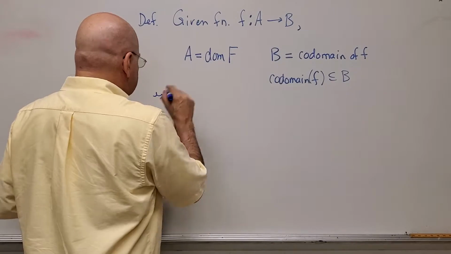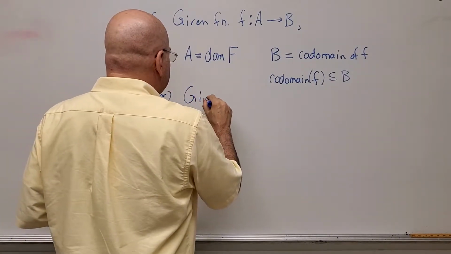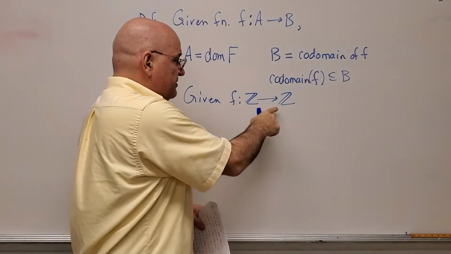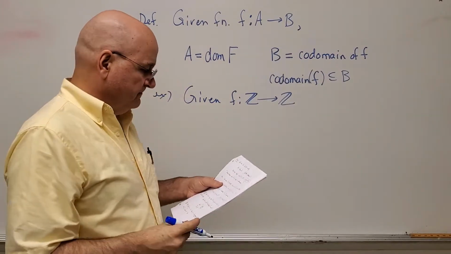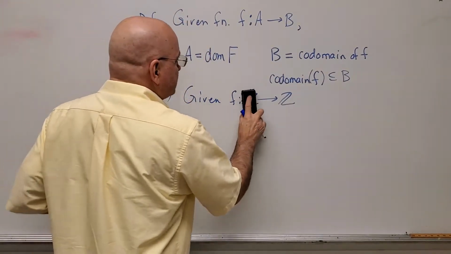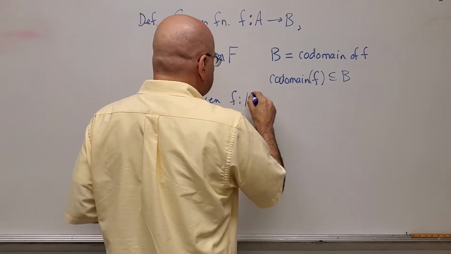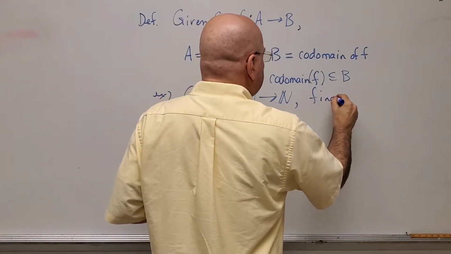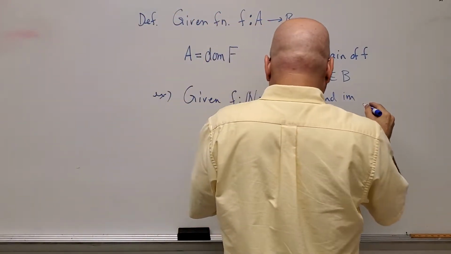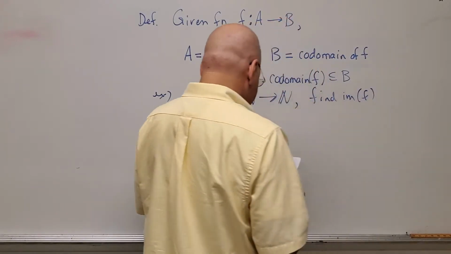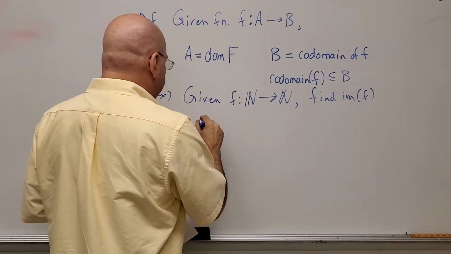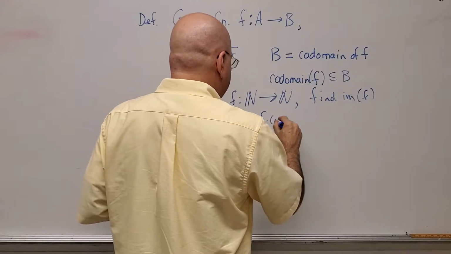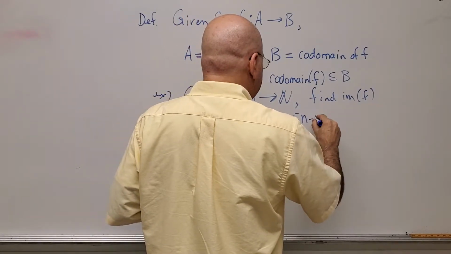Let's take a look at an integer function. Given f that maps all of the integers into integers. Oh, I'm sorry, I'm going to use natural numbers. I want positive integers. Natural numbers into natural numbers. Find the image of f, given that the function itself is f of n equals 5n minus 4.